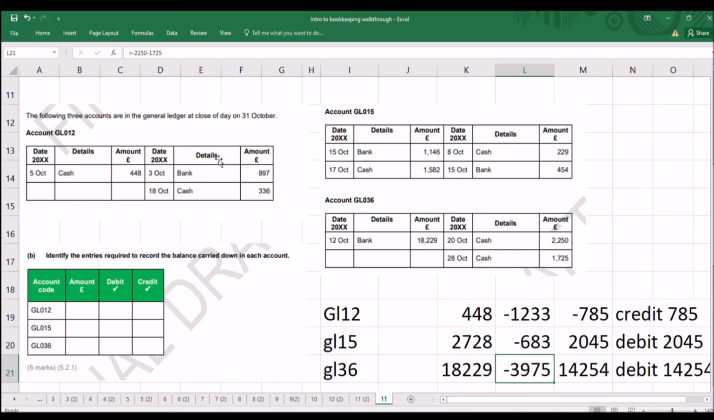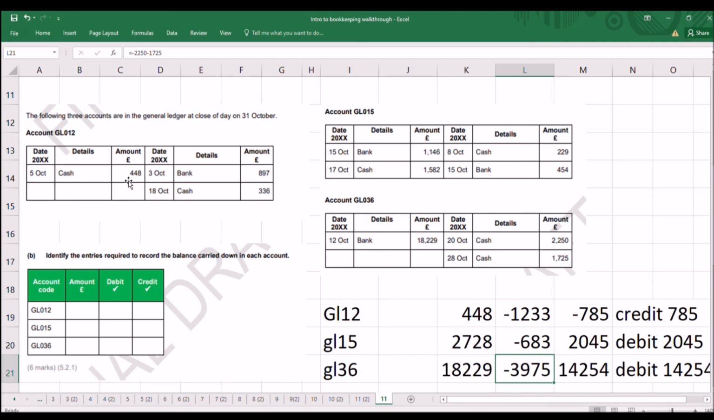Right, the following three accounts in the general ledger at the close of each day, identify the entries required and the balances carried down, and what are the amounts there, in particular the debit and the credits. Now, what I've done here is I've done this in accounting convention. So what accounting convention is that debits are positive and credits are negative. So a minus figure is minus money and there's a credit balance in here. That would be what accounting convention would be in an electronic system. So I've done it in accounting convention rather than faff around with the balance brought down and whatever.